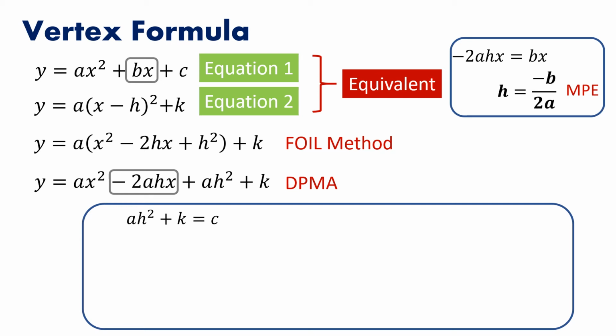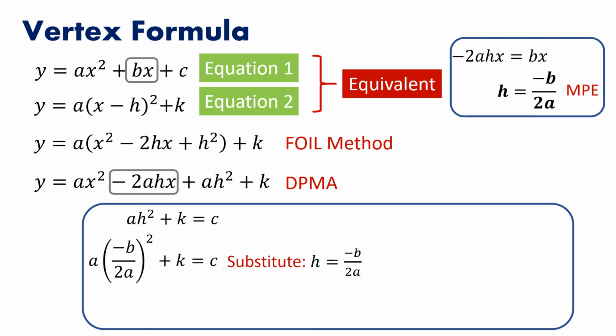If we substitute h equals negative b all over 2a in ah squared plus k equals c, we get the equation a times the quantity negative b over 2a squared plus k equals c. Simplifying, we get the equation b squared over 4a plus k equals c.